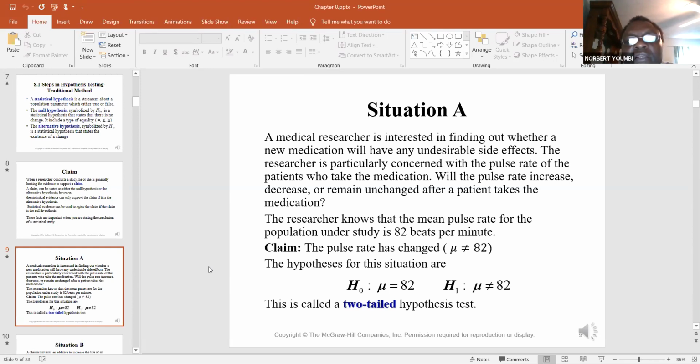So in the statement of the problem, we wanted to know if the medication will change the pulse rate. So the claim is that the pulse rate has changed. This kind of statement is the alternative hypothesis because it is different, it is not equal to. And we will call it a two-tailed test. It is two-tailed because it could change because it is lower, or it could change because it is higher.